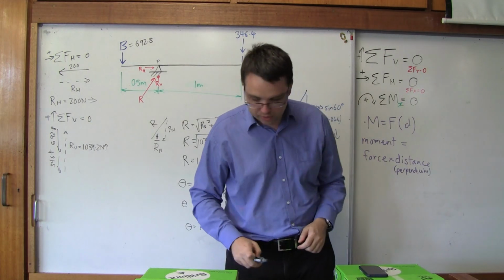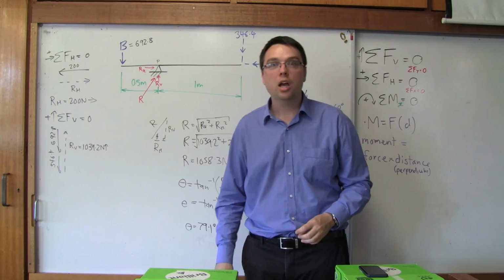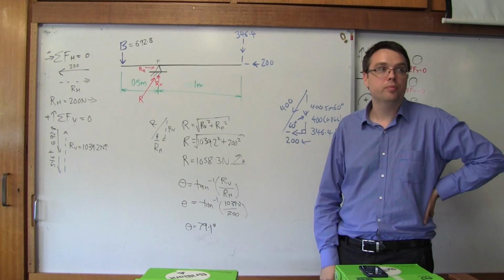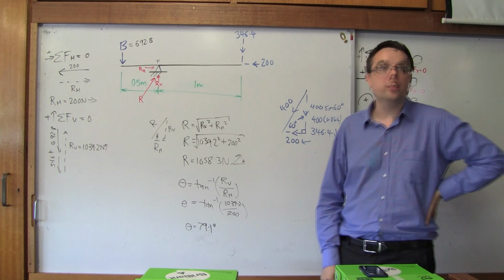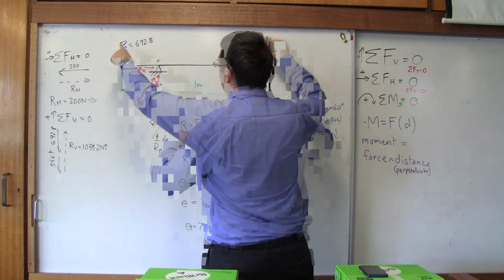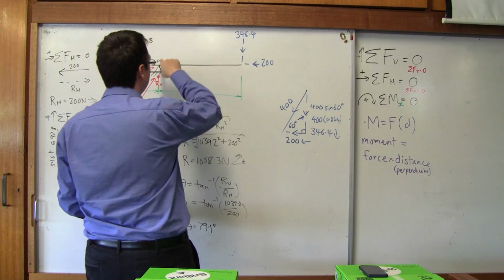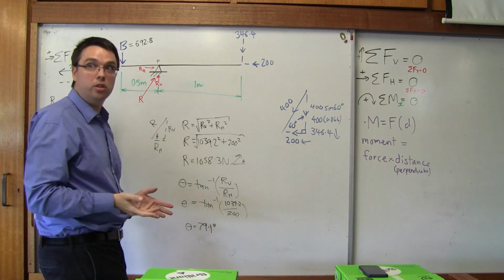Let me take you back for a second. We've all done the 3-force method. How many forces are there on this beam? 3. Are they concurrent? Yes. Somewhere these forces meet. Once we've found a point of concurrency, we can then find this angle. We could have solved this using the 3-force method.